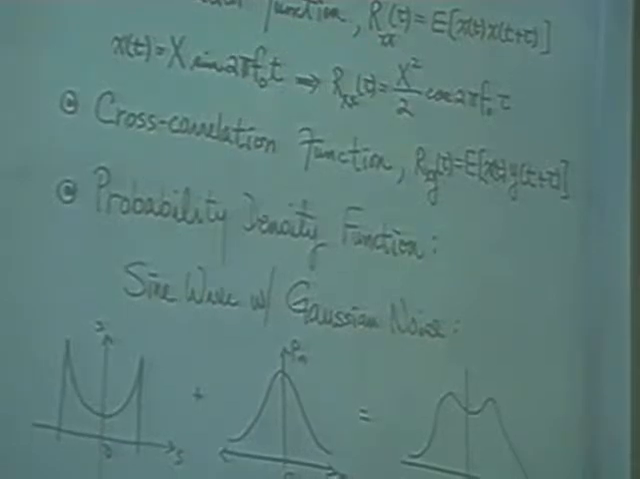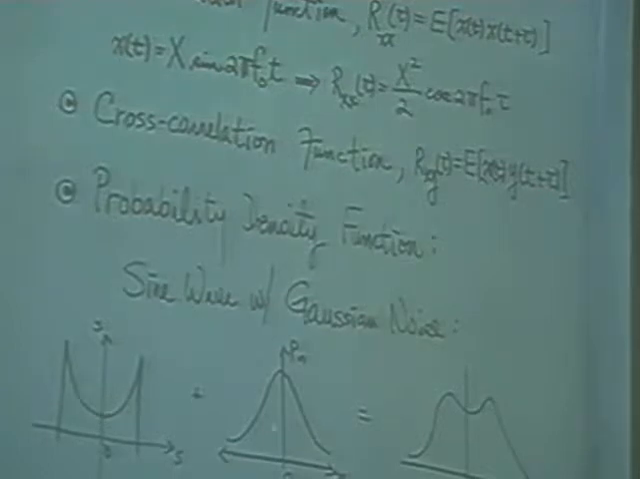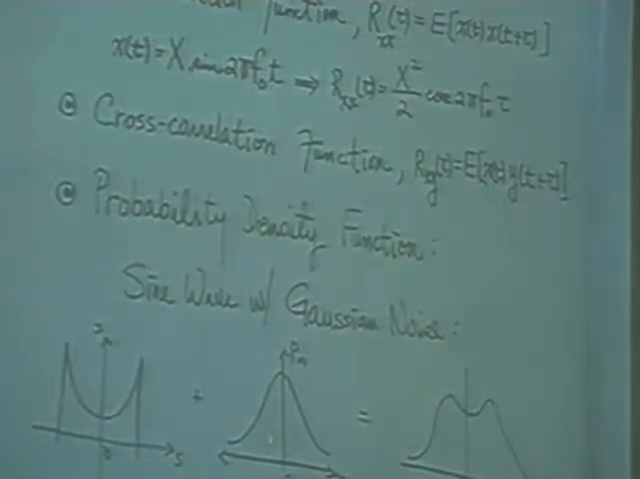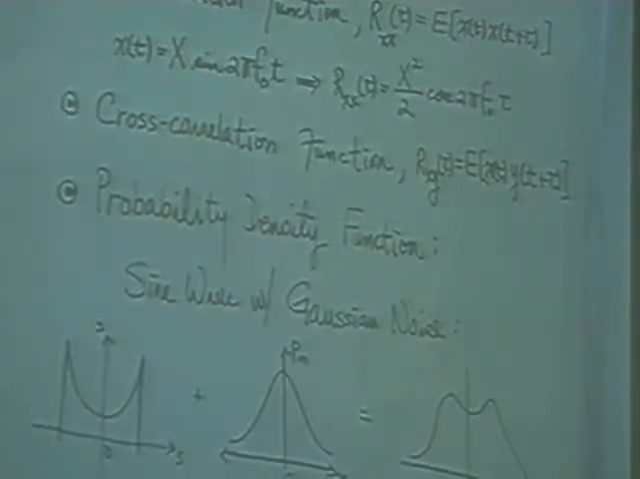As we learned in class, this is a probability density function for a sine wave, and this is for Gaussian random noise. In other words, this is the Gaussian density function for random noise. When you add these two together, you will have such a shape, which I call the sine wave with Gaussian noise. So this is the probability density function for the combined wave. That's what we're going to measure.